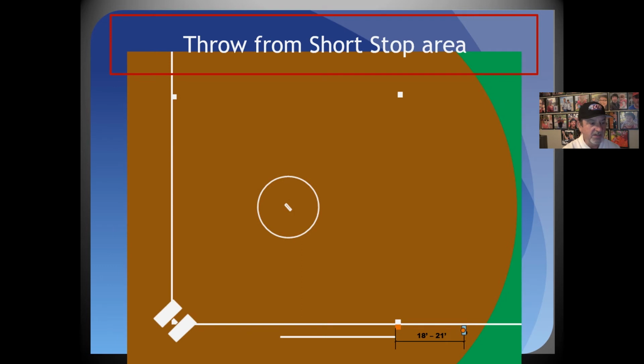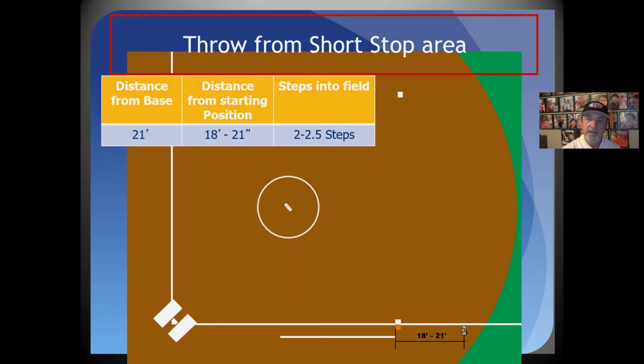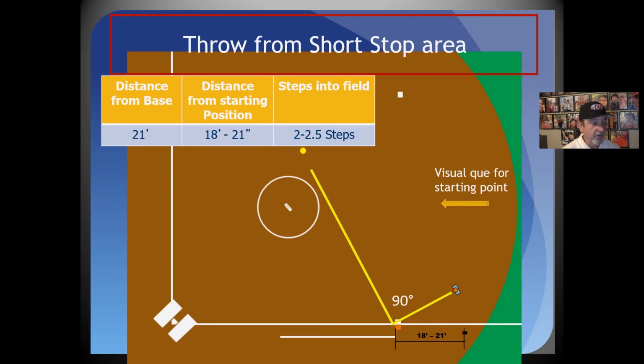Now here's a throw from the shortstop area. We covered that a little bit. You're going to bust in about 2.5, 3 steps, starting position 18 to 21 feet. There's your visual cue as your starting point. Here we go. Here's the shortstop throwing the ball, and again, a 90-degree angle from the throw.